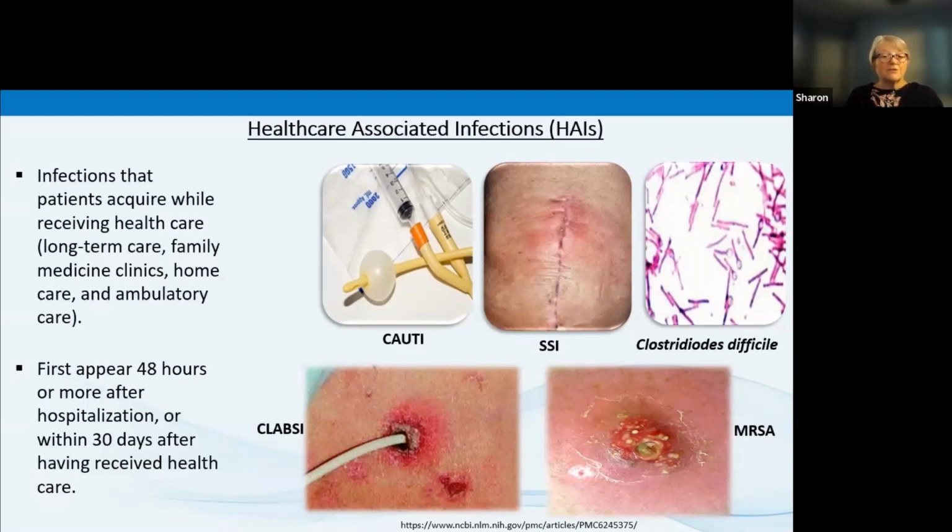The 5 most common HAIs are catheter-associated urinary tract infection, or CAUTI, and that's the leading cause of HAIs. Then we have surgical site infection, SSI, which occur in up to 25% of major surgical procedures. Clostridioides difficile, which causes diarrhea, and it can cause a life-threatening colon inflammation like toxic megacolon. We see these HAIs about 12%. Central line associated bloodstream infections, or CLABSI, is at about 14%. And methicillin-resistant Staph aureus, or as we all know it, MRSA, is at about 7% for HAIs.